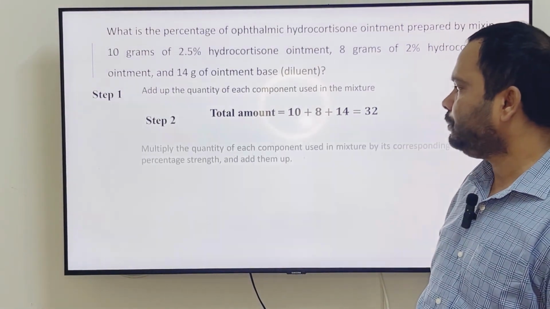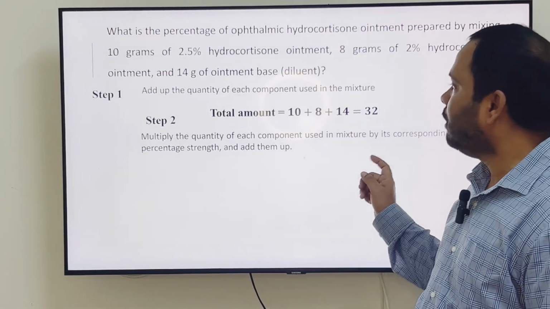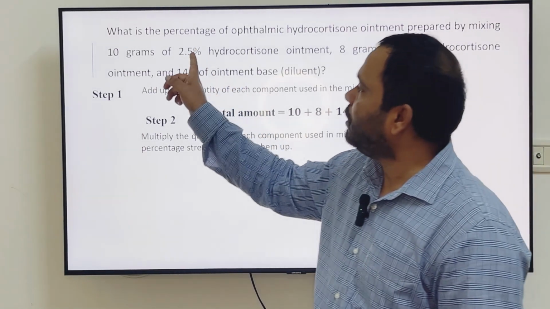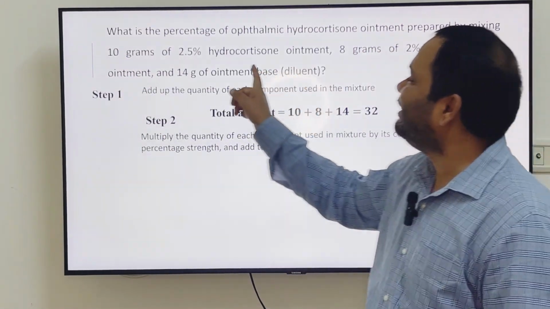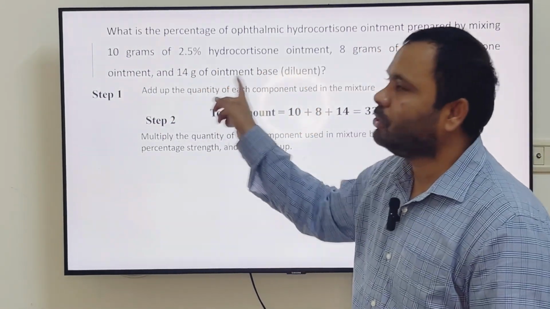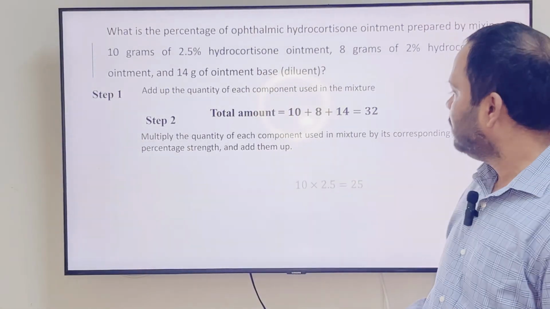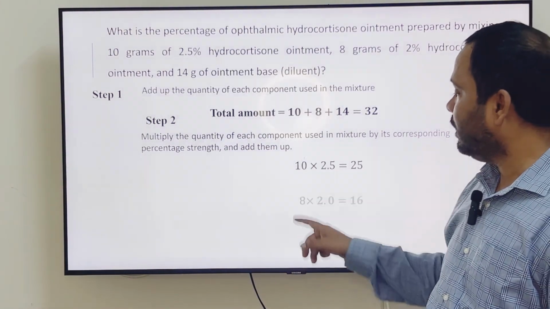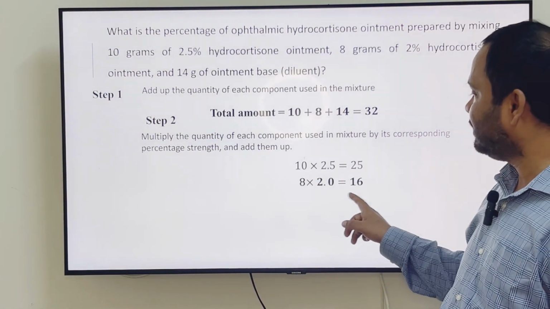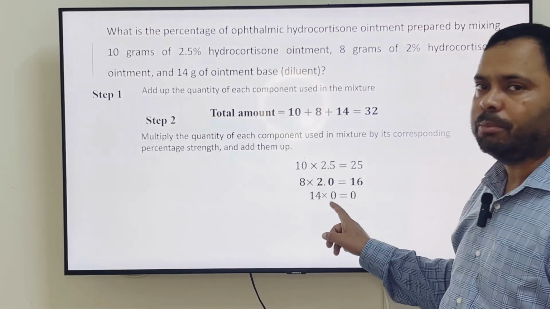Now step 2, multiply the quantity of each component used in the mixture by the corresponding strength. So 2.5 multiplied by 10, 8 multiplied by 2, but for the base there is no hydrocortisone, so here we have to write 0. So now 10 multiplied by 2.5 is 25. Again 8 multiplied by 2 is 16, and then 14, there is no hydrocortisone, I put 0.